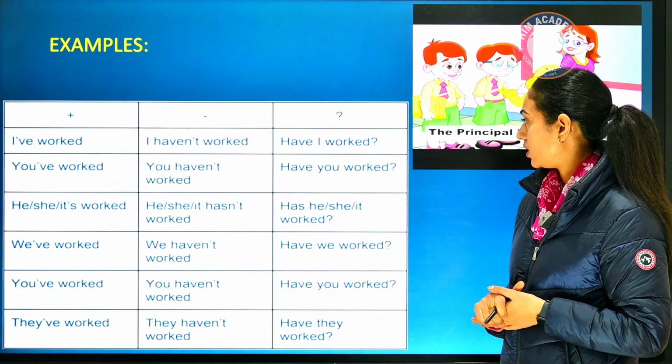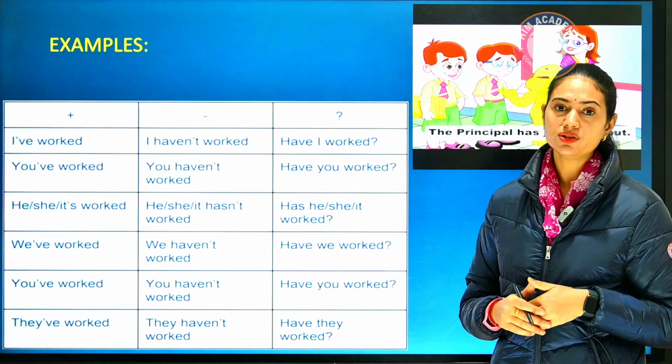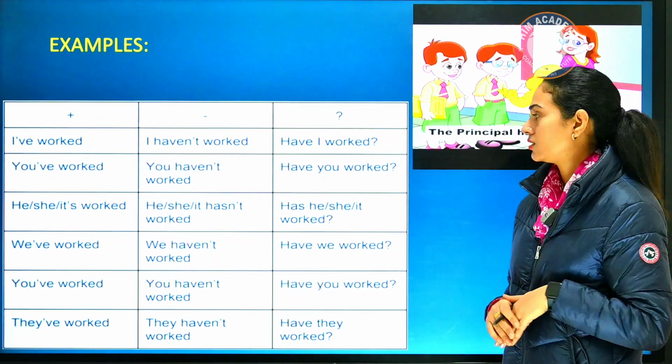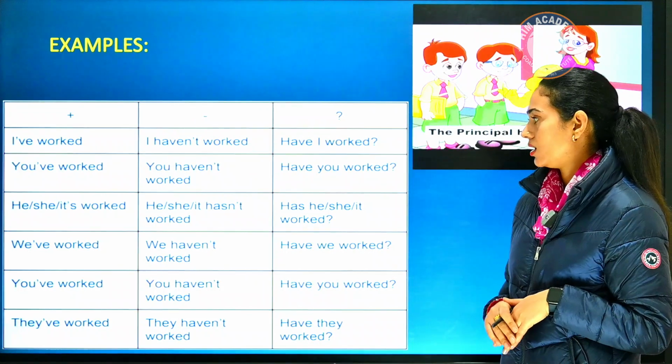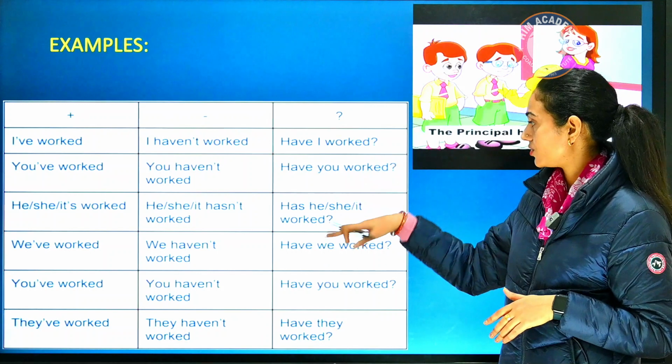I have not worked. Have I worked, etc. The third form: we have worked here. You have worked. You have not worked. Have you worked, etc. She, he, or it has worked. She, it hasn't worked.